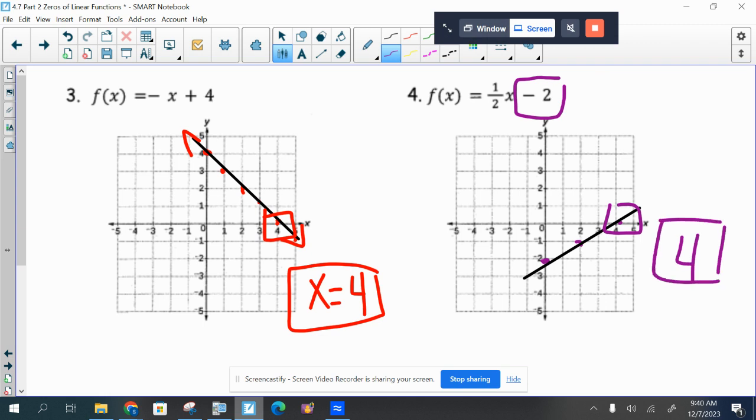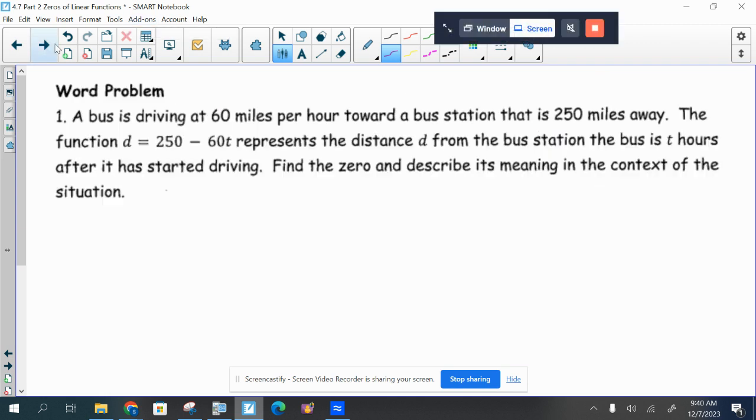Okay, so let's do the 2 word problems. It says a bus is driving at 60 miles per hour toward a bus station that is 250 miles away. The function d equals 250 minus 60t represents the distance from the bus station, t hours after it has started driving. So it starts 250 miles away, and d is how much distance it has left to travel. As it gets closer to the bus station, that distance is decreasing and getting closer to 0. So find the zero and describe its meaning.